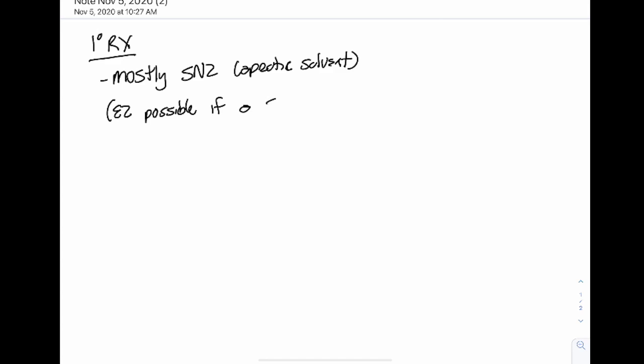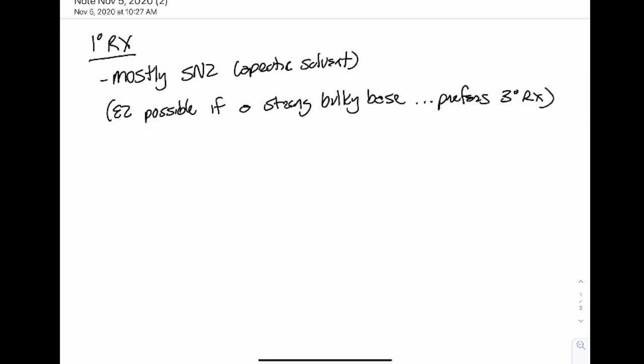if a strong, particularly bulky base. Remember that the solvent for E2, while it prefers aprotic, it can also work with protic solvents, right? E2 can use a variety of different solvents. So E2 is possible. SN2 is really what we're looking for, though. Remember, this does prefer tertiary alkyl halides, but again, is possible.